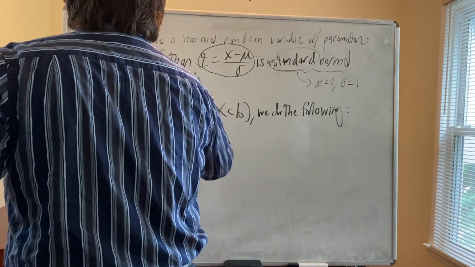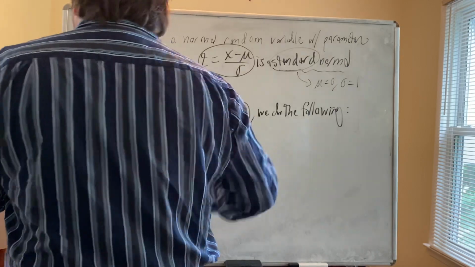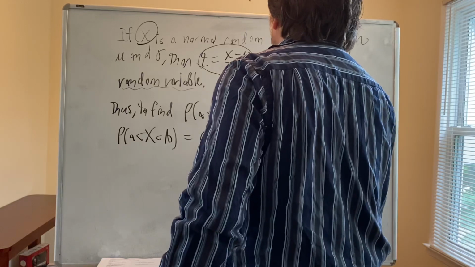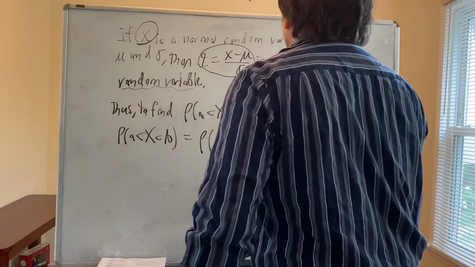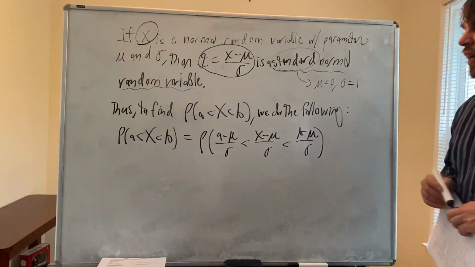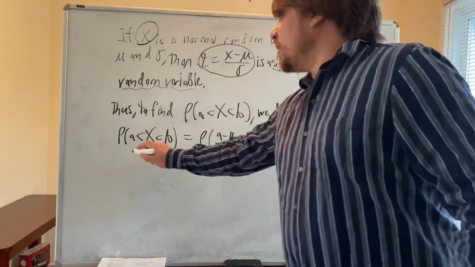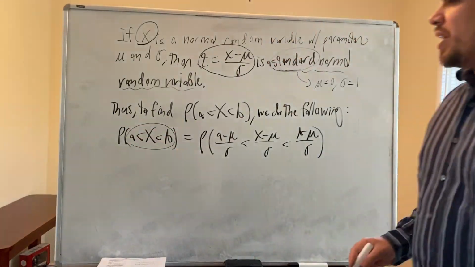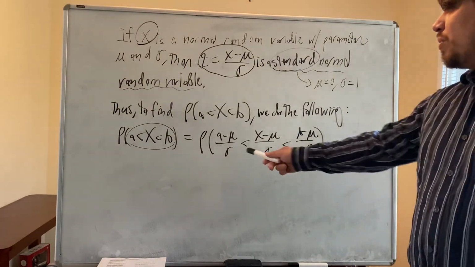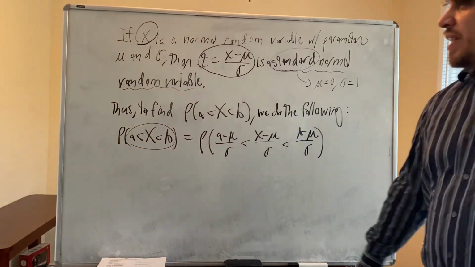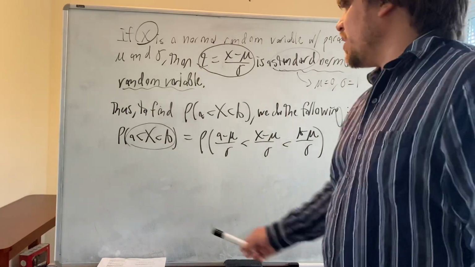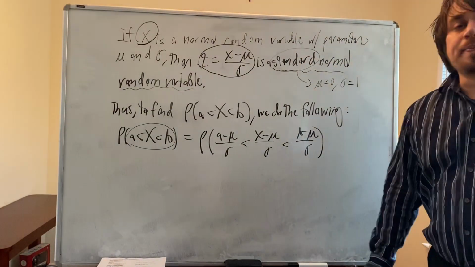The probability that a is less than capital X less than b is equal to the probability that a minus mu over sigma is strictly less than X minus mu over sigma, which is strictly less than b minus mu over sigma. All I did was take each term of the original inequalities, subtract mu, and divide by sigma. That preserves the order of the inequalities, so the first thing is still less than the second, and the second is still less than the third.